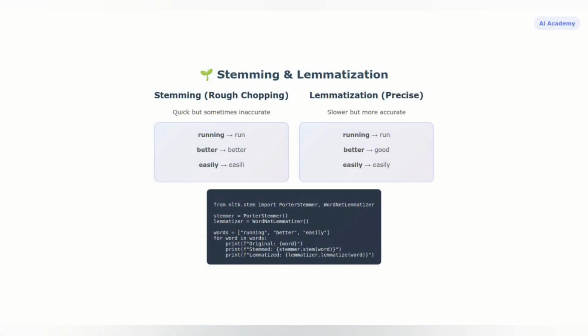Stemming and lemmatization are about reducing words to their root forms. Stemming is like using a rough axe. It chops off prefixes and suffixes. Lemmatization is more like using a precise scalpel. It considers the context and part of speech. For example, running, runs, and ran all relate to the concept of run. This helps computers understand that these are related concepts.